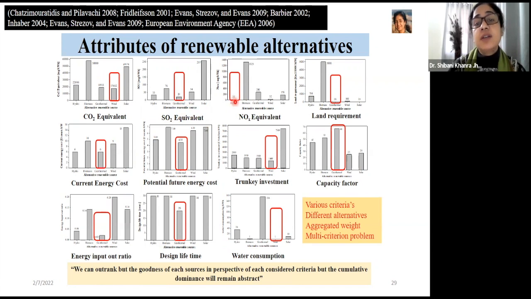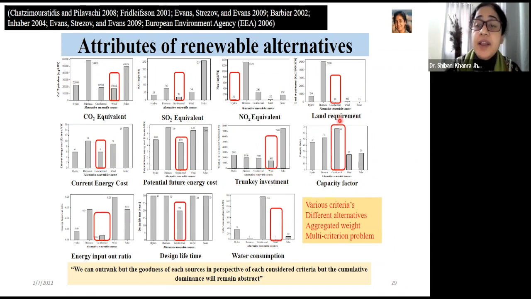NOx is lowest in case of hydro, followed by wind, and then solar and geothermal, which is highest in case of biomass. Now land requirement is lowest in case of geothermal, and current energy cost is again lowest in case of geothermal, and potential future energy cost is also lowest in case of geothermal. So there are a lot of positive attributes which can be observed here. Turnkey investment is again found lower in case of wind and geothermal. Wind is showing the lowest, however.